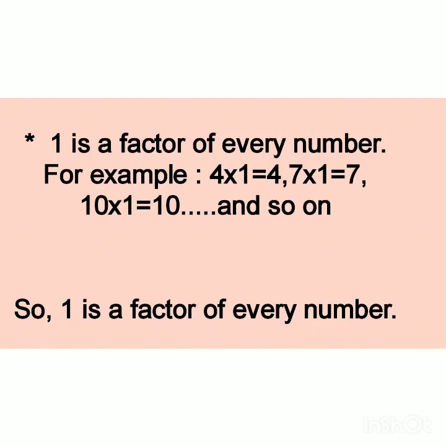Another property of factors is 1 is a factor of every number. If we multiply any number with 1, the product is the same as the multiplicand. For example, 4 ones are 4, 7 ones are 7, 10 ones are 10, and so on. So, 1 is a factor of every number.